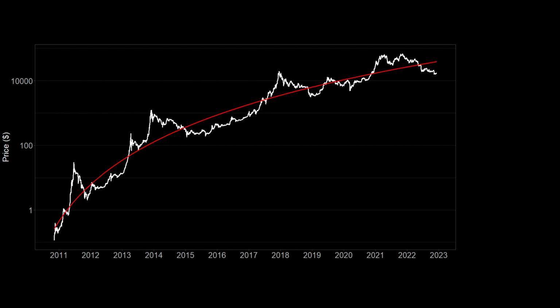What a lot of people have used to look at fair value for Bitcoin is this logarithmic regression line, which I'm showing you here in red. It does a pretty good job of acting as that fair value. You'll get bubbles above and below, but generally speaking, price tends to gravitate towards that overall trend. This approach has been made popular by different people, who call it the fair value of Bitcoin.